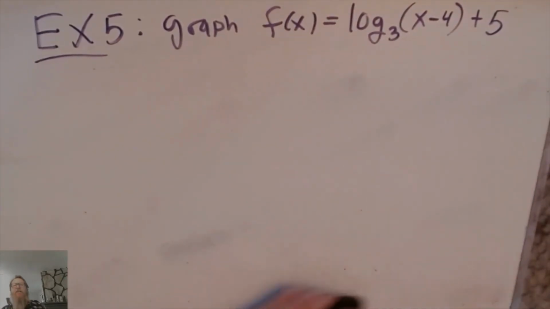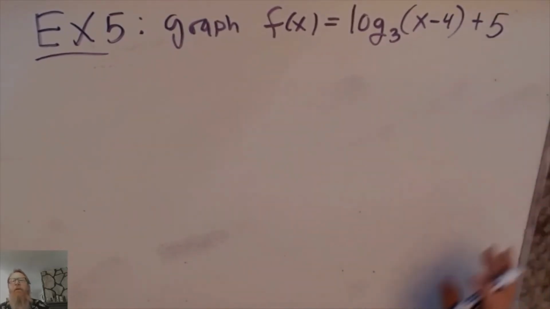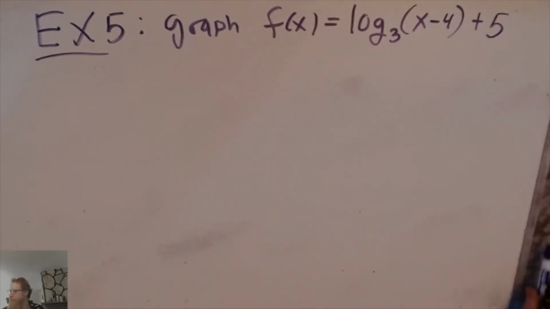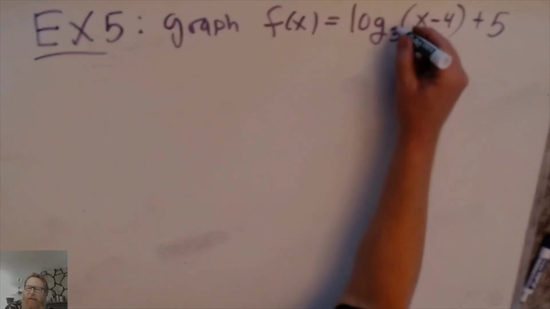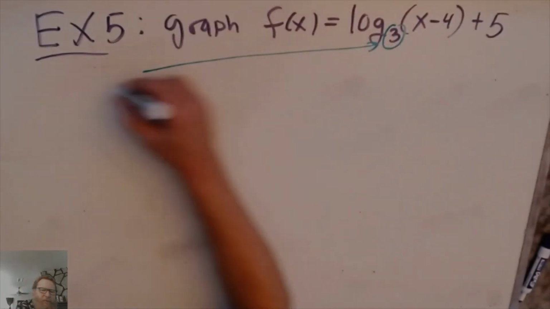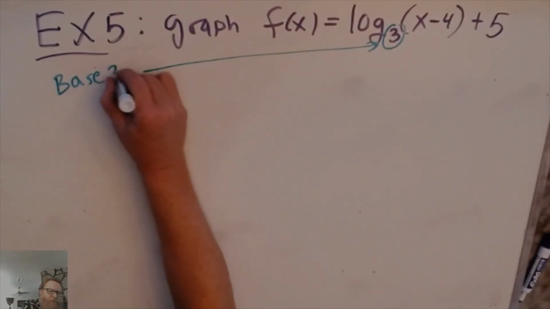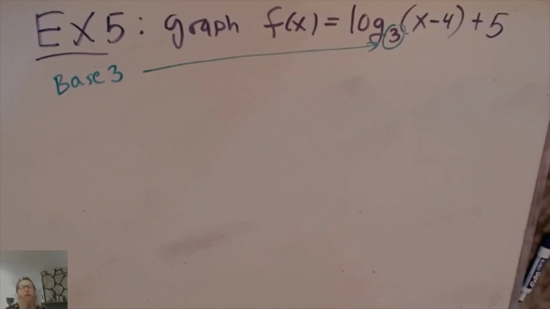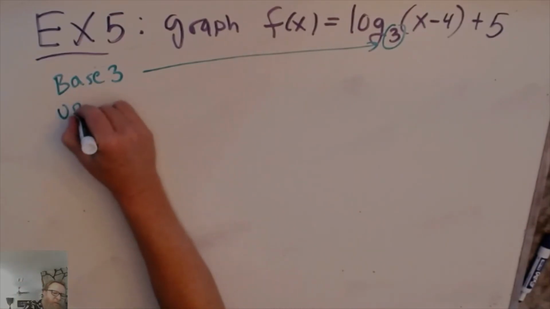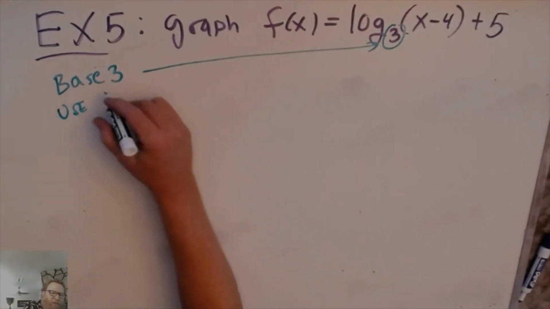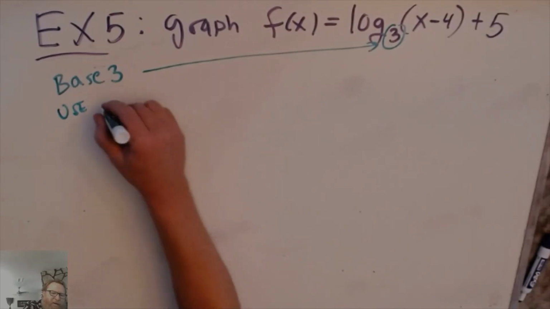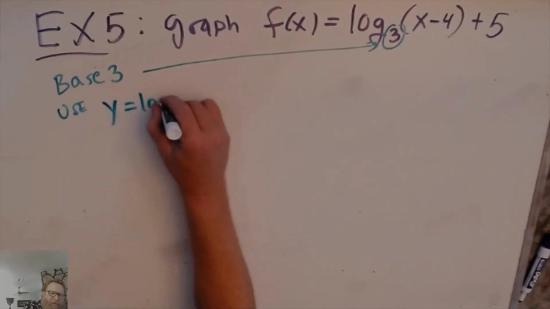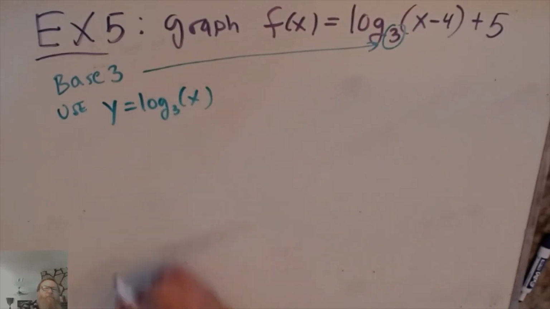So log base 3 of x minus 4 plus 5. We got base 3. That means we can't use the old mother function. We need to use a base 3 mother function.